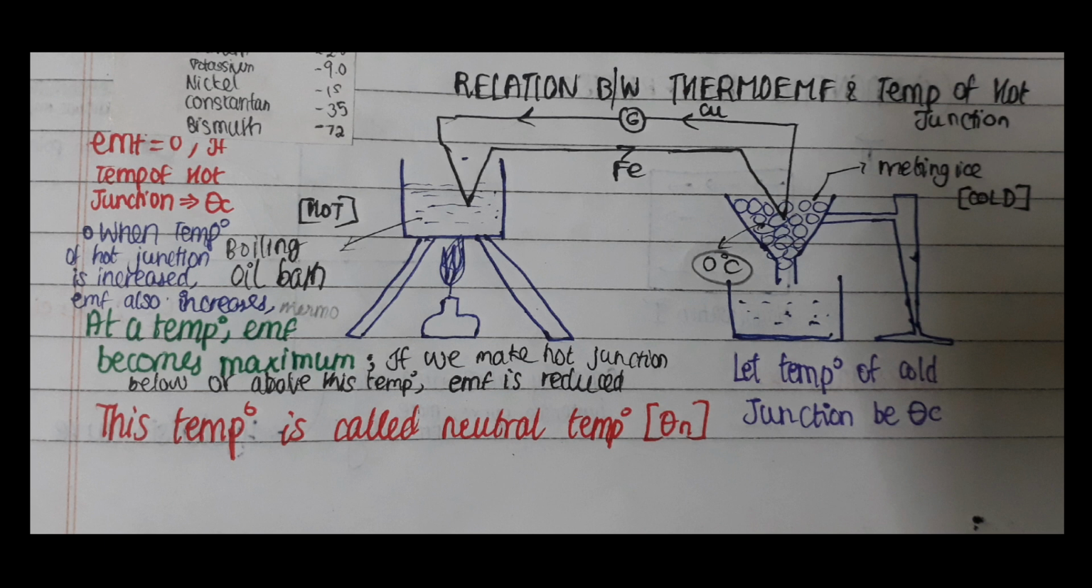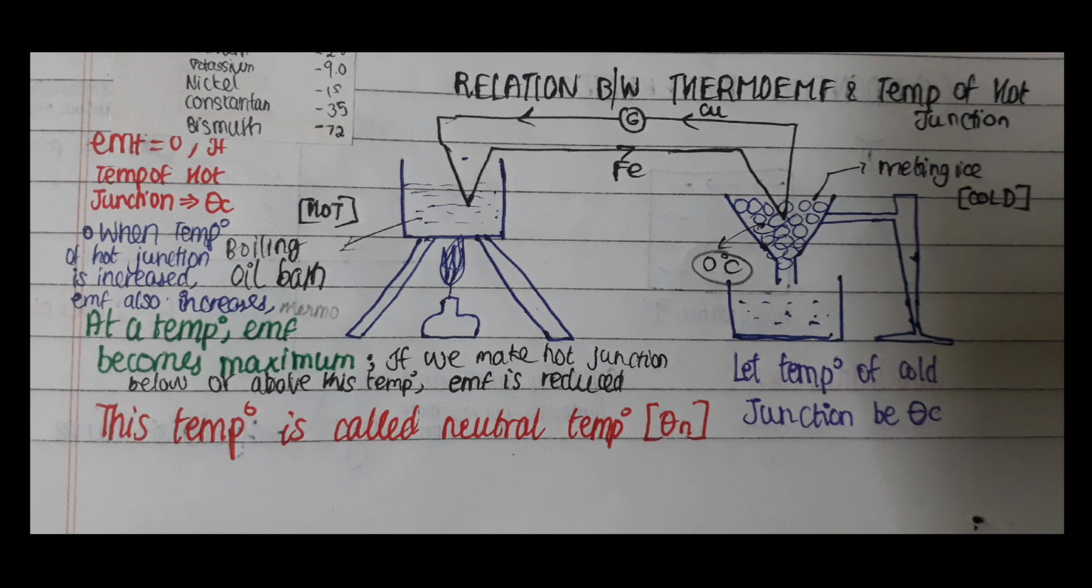The two ends: one end is maintained at high temperature by heating, keeping it in a boiling oil bath. The other end is kept in ice, so the cold junction is 0 degrees Celsius. Basically, it is called theta C, and the hot junction is just mentioned as T.